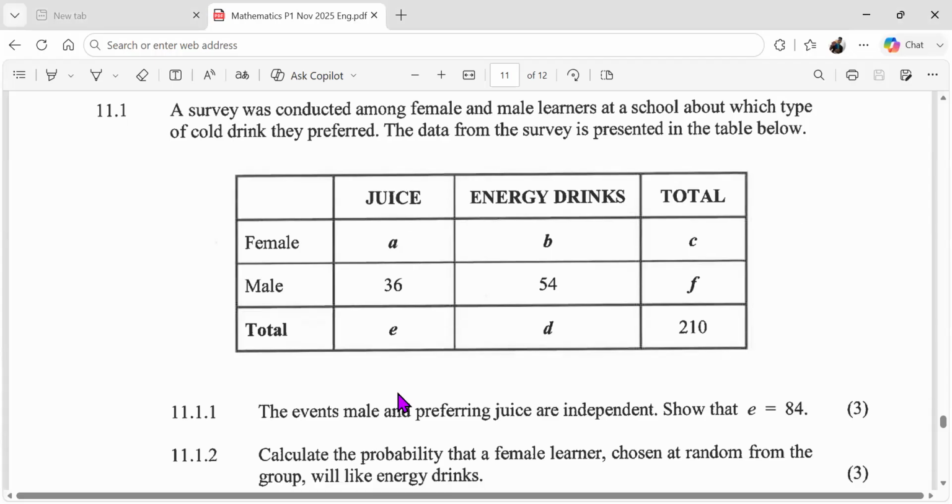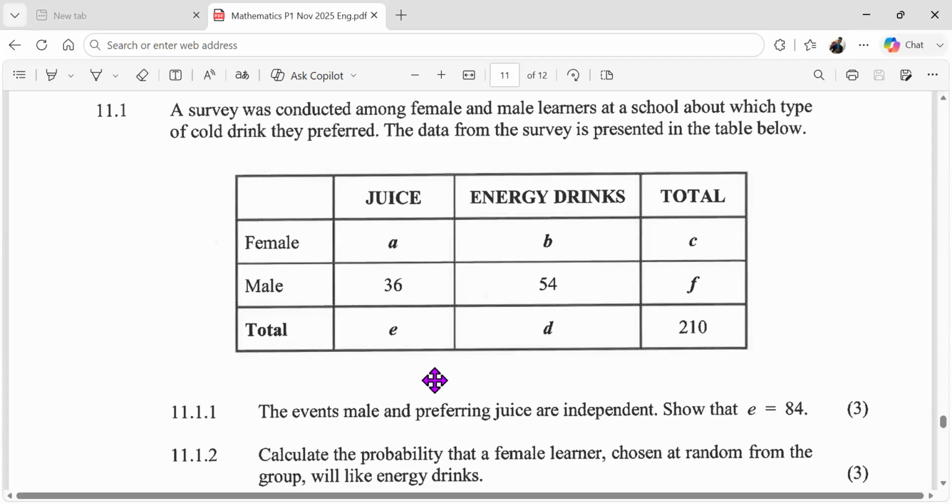Now here they say a survey was conducted among female and male learners at a school about which type of cold drink they preferred. If they asked me, I would say Sparletta, that is Irn-Bru flavored. That's the best in business.